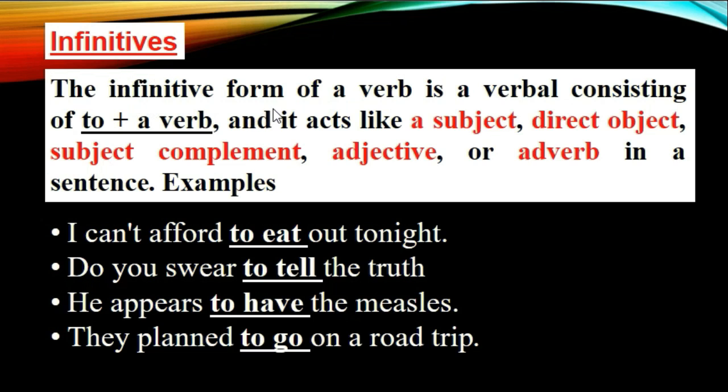Infinitives. Infinitive is a kind of verb that is verbally consisting of to plus a verb. To plus a verb. And it acts like a subject, direct object, subject complement, adjective or adverb in a sentence. Example: I can't afford to eat out tonight. Here, to eat is infinitive.